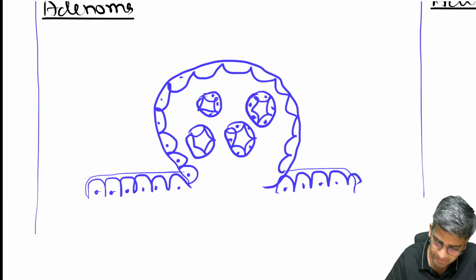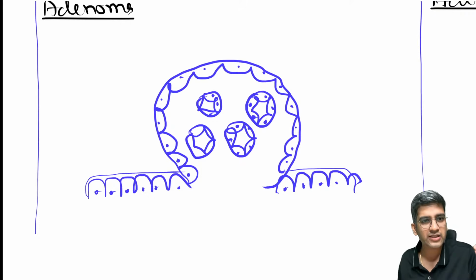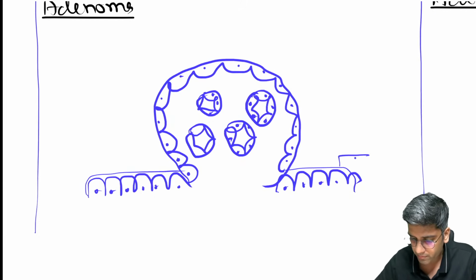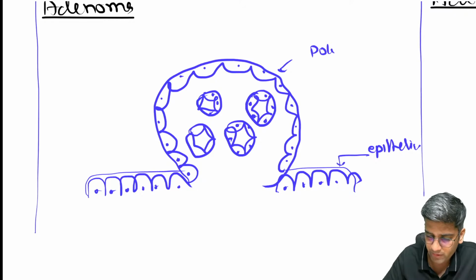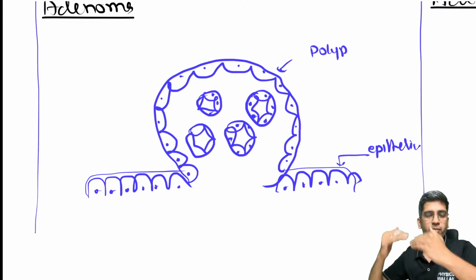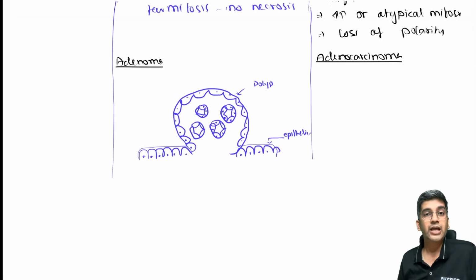Just draw a single tiny blue dot. That should be enough for me. That's for an adenoma. That's all. More number of cells are there, more number of glands is there, and it's like a polyp which is protruding from the normal epithelium. You can write this as a normal epithelium. You can write it as a polypoidal adenoma. Polyp is nothing but protruding from the surface epithelium. That's all, right? A simple description for an adenoma.